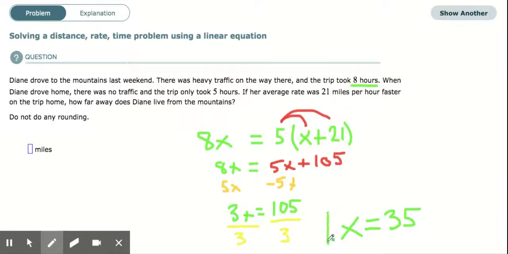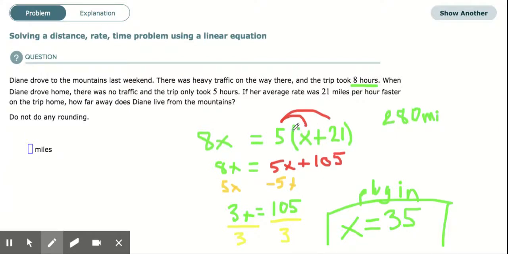So let's interpret what this means. If x is 35, then that doesn't tell us how far she lives from the mountains. That tells us how fast she was going, right? So since the distance is equal there and back, we could use this and plug it in to either side of the equation, right? Since we should get the same thing. Let's do 35 times 8. Let's see, 8 times 5 would be 40, and 30 times 8 would be 240. So 240 plus 40, that would be 280 miles.